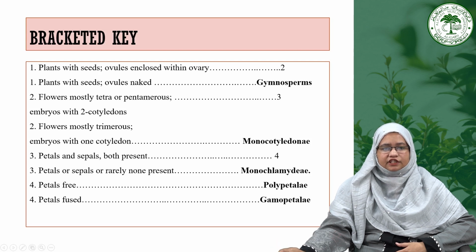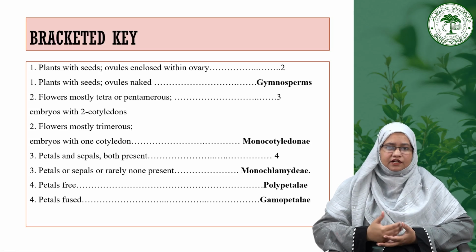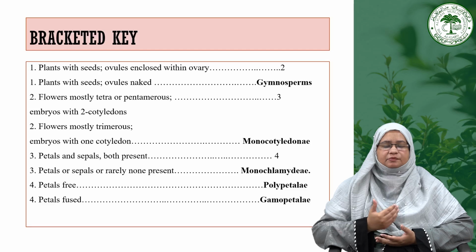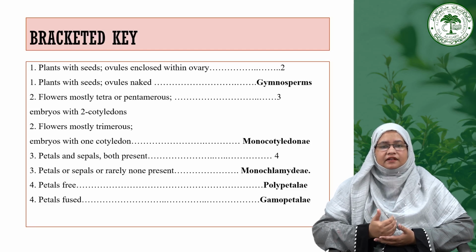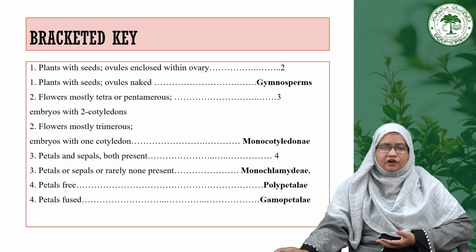If we see that petals and sepals are both present, then we have to move to number 4. Otherwise, petals or sepals are rarely present or absent. We know that Bentham and Hooker classified the dicotyledons into three groups, in which polypetalae have free petals, gamopetalae have fused petals, and monochlamydeae have no distinction between the petals and sepals. So from here we can see that if petals and sepals are both present, then we have to see the number 4 couplet.